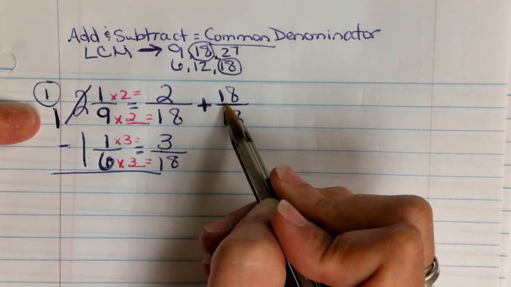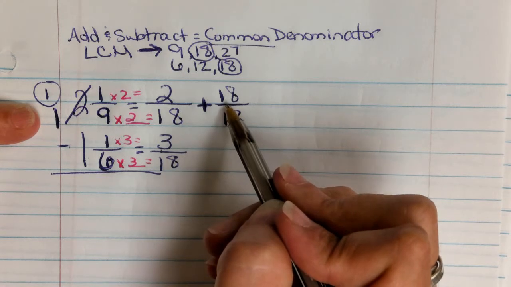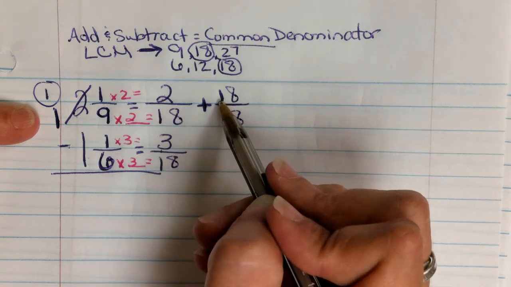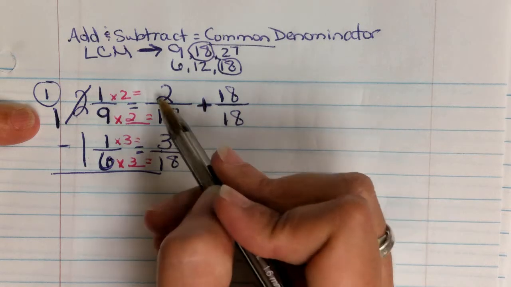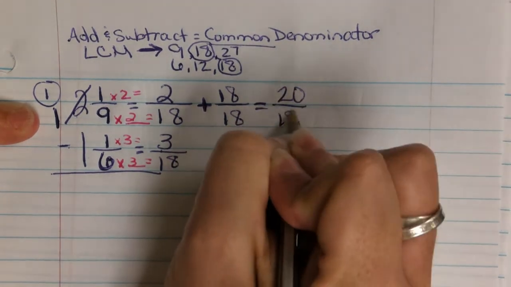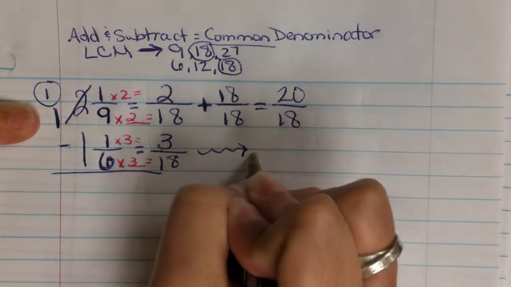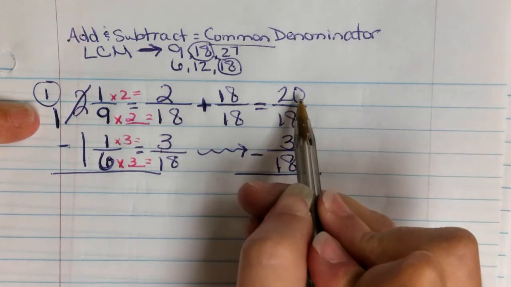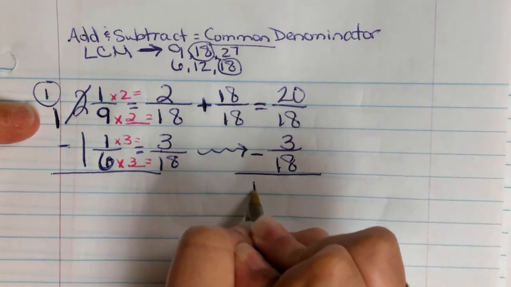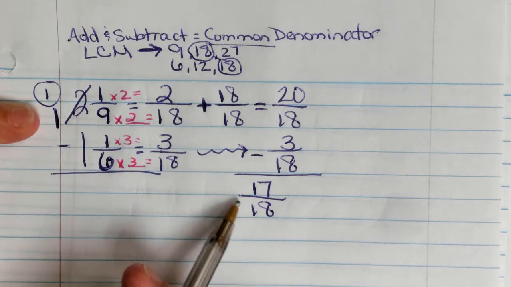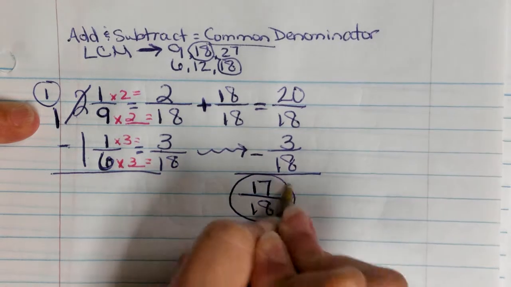We add 1 whole, just like regular good old borrowing, but we're going to add it in this way. So 18 plus 2 on the top is 20 over 18. The bottom never changes, just like in regular subtraction. The bottom never changes. Okay, so now I can do it. 20 minus 3, 17 over 18, and then I check over here, 1 minus 1 is nothing. I have it all simplified and pretty.